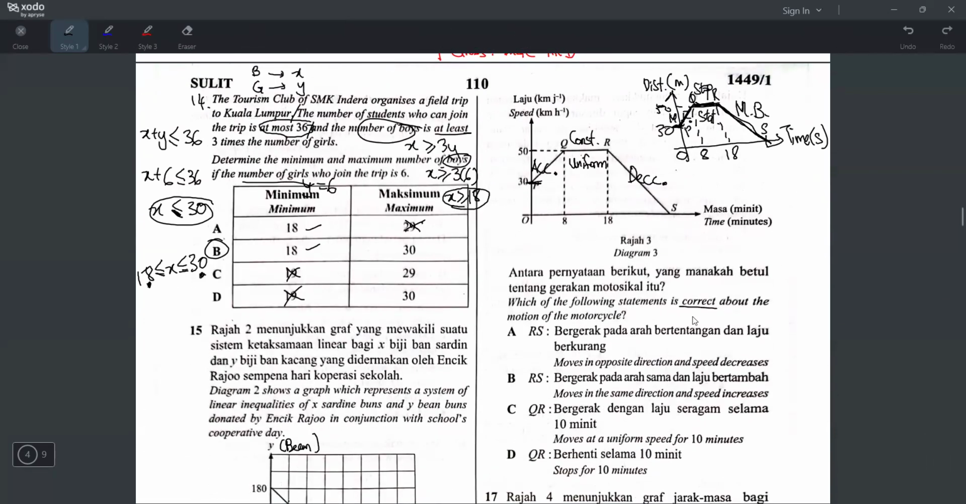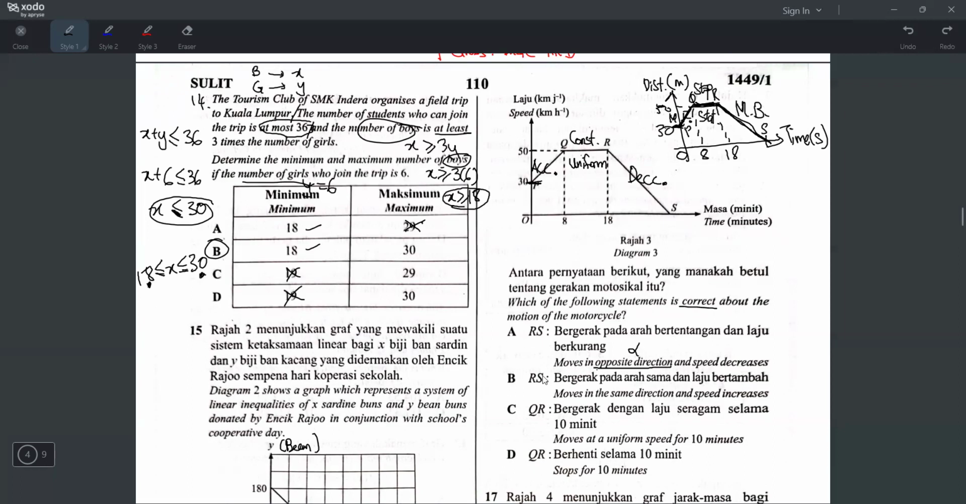Which of the following statement is correct about the motion of motorcycle? So A dia kata RS is this line. They say moves in opposite direction. Okay, I know it's wrong already. For speed time graph, dia tak ada direction one. So if it's a distance time graph, then yes, it's a move backwards. Then this is correct. But this one is speed time graph, so this is wrong. Tapi yang ni betul. Speed decreases, this one betul. Tapi kalau this one salah, then the whole thing salah deh. So the whole A salah deh.